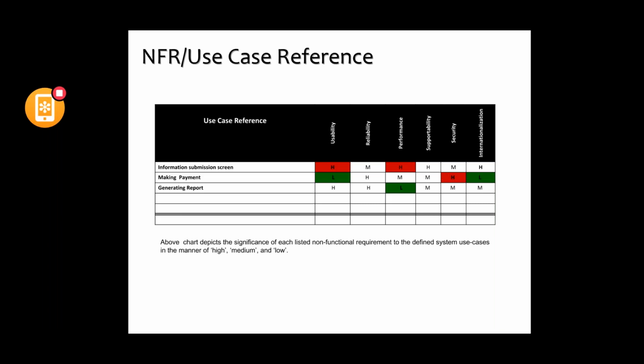So by creating this type of spreadsheet, identifying your functional requirements and identifying the most important non-functional requirements, you get an understanding of which non-functional requirements are quite important for each functionality. So we'll have an understanding of those things. Is that clear?